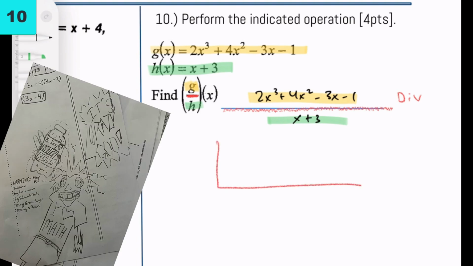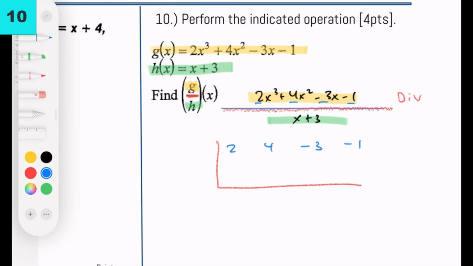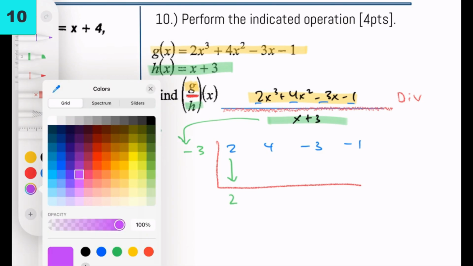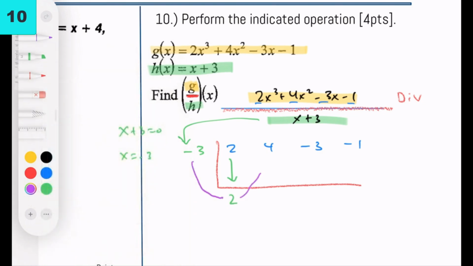I'm going to take the coefficients. 2, 4, negative 3, negative 1. This is going to become x plus 3 equals 0. X equals negative 3. Bring it down. Let's try different colors here. We're going to multiply. So that gives me negative 6. Going to multiply here.